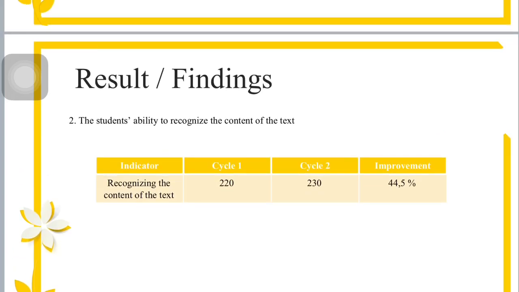And the second table is indicator recognizing the content of the text. Cycle 1 is 220, cycle 2 is 230, and improvement is 44.5%. The table above shows the students' mean score in cycle 1 and cycle 2 in recognizing the content of the text. In the teaching process, the researcher applied audiovisual as a medium to improve students' listening comprehension. The data in cycle 1 indicates the students' mean score is 220, and it improves in cycle 2 to be 230. By calculating the score, it shows the improvement from cycle 1 to cycle 2 is 45%.